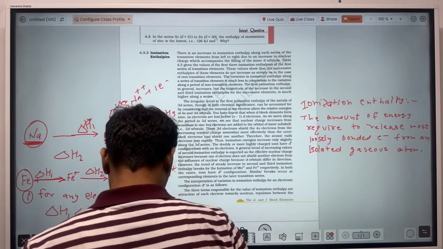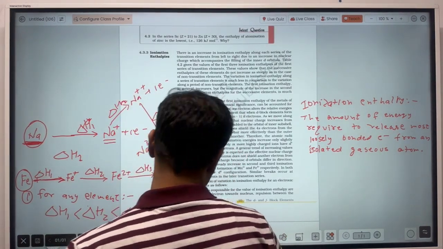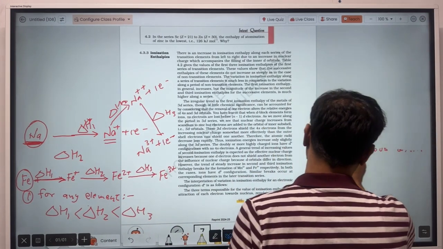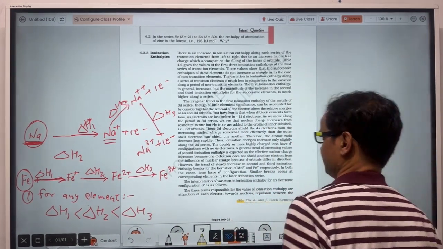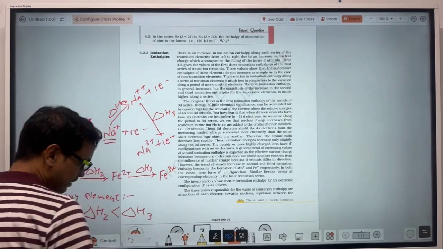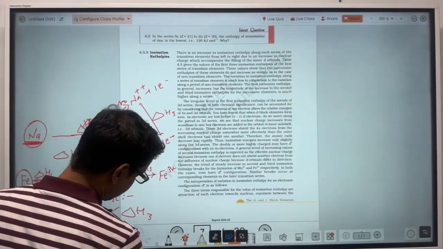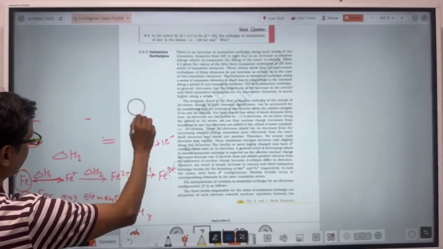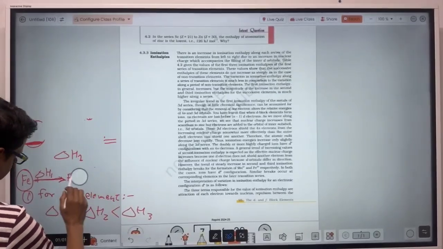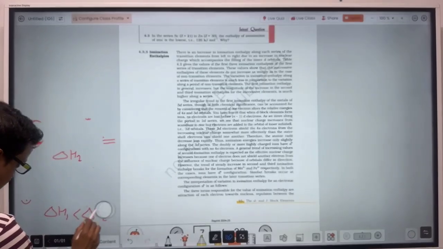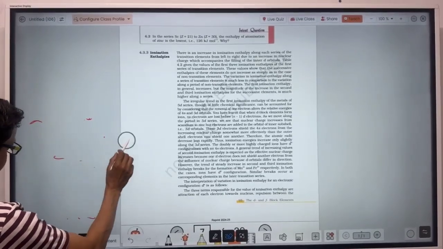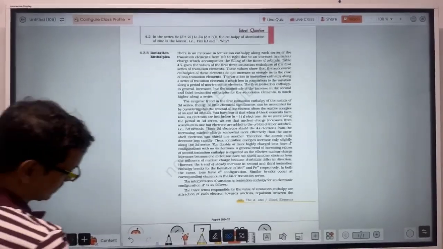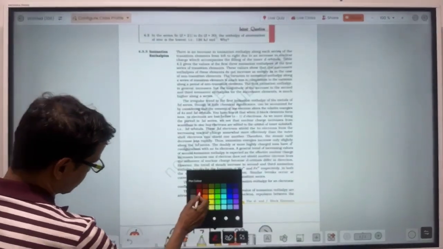As you move across the period, generally the ionization enthalpy increases. On moving across the period, the ionization enthalpy increases, but there are a number of exceptions. About those exceptions we will discuss right now. Okay, so let's see. Firstly, scandium.